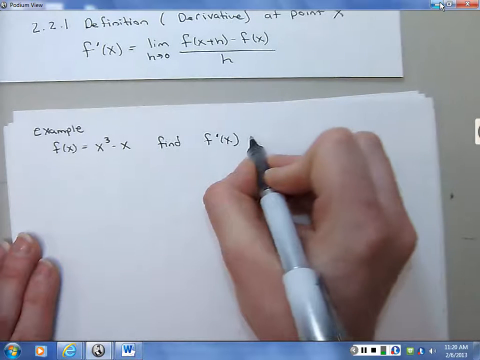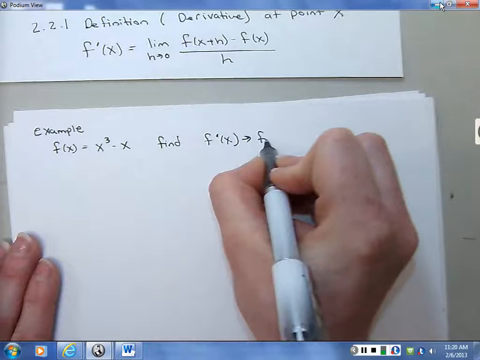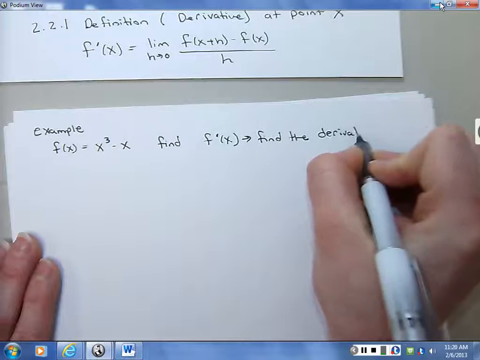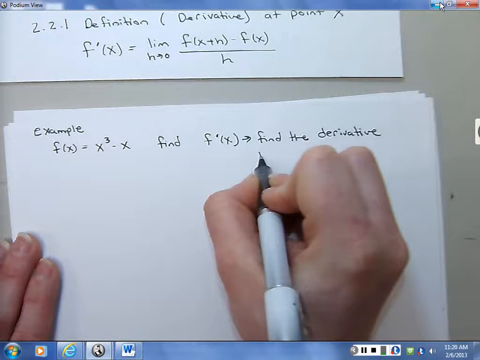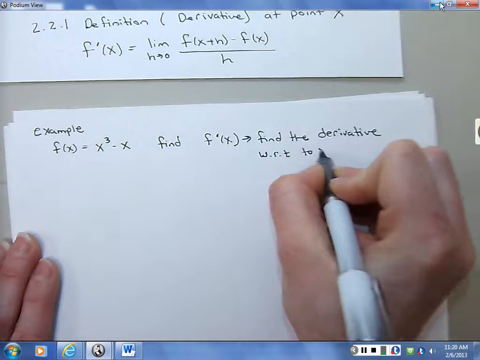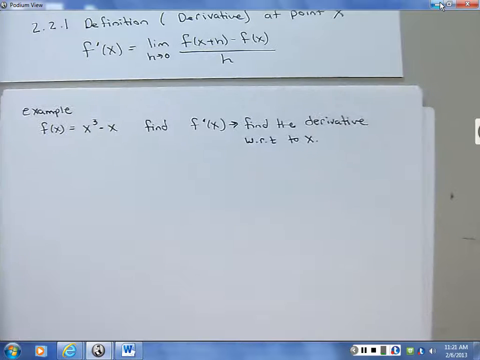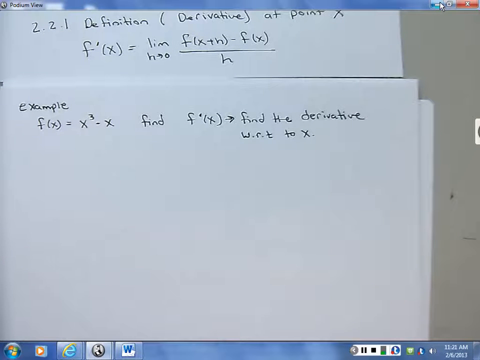This might be written out as find the derivative with respect to x. Or they might say find f prime of x. You need to understand what that means. That's saying finding the derivative. Next week, we're going to learn the power rule, which is a simple way to find derivatives. Some of you might already know that. You might already know what the derivative is. However, you need to show your work.